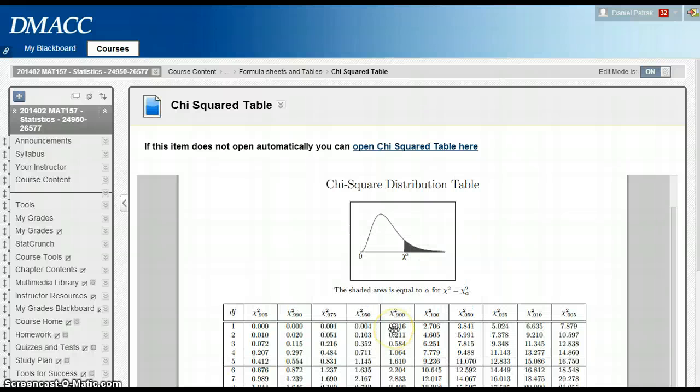I hope that helps you with section 8.5, and shoot me any questions. We had some good posts in the FAQ discussion board as well about this.